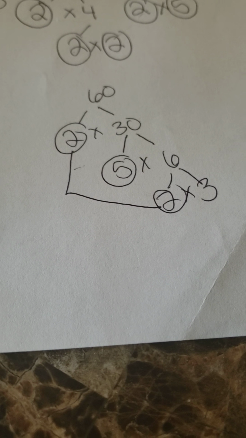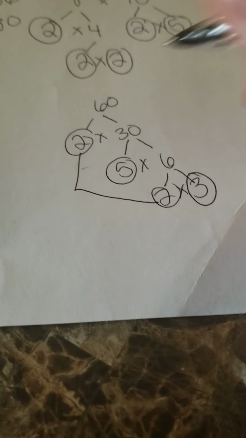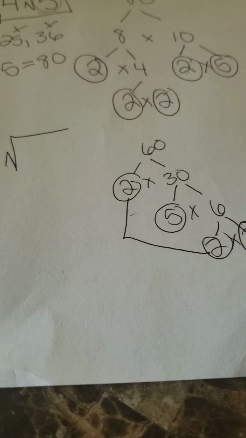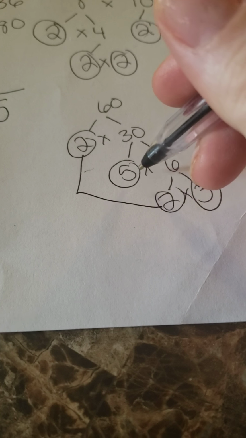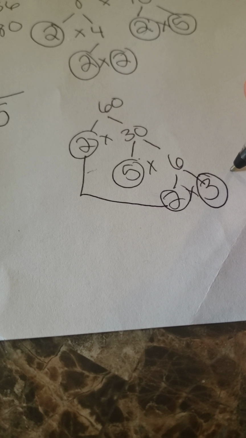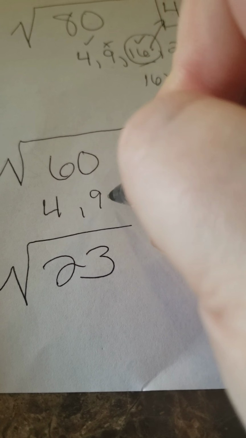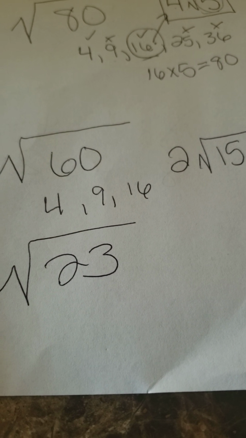And what is left is 2. And I would have 15 left because I got the 3 and the 5 and the 3. So square root 15. The other thing, again, what we can do is we can list our perfect squares. 4, 9, 16. I don't think I have to go further.